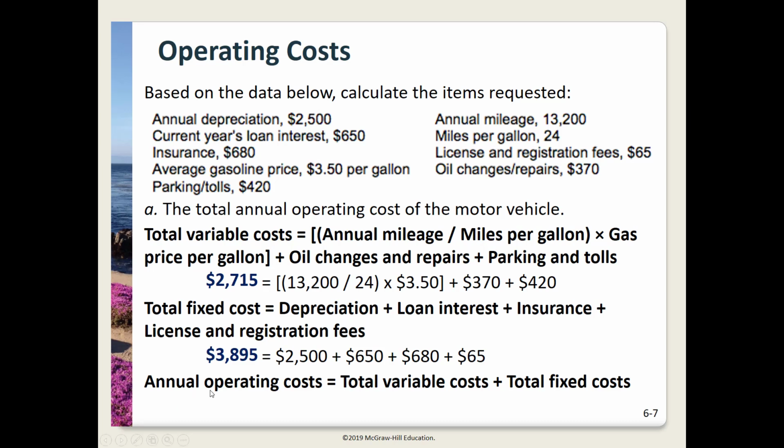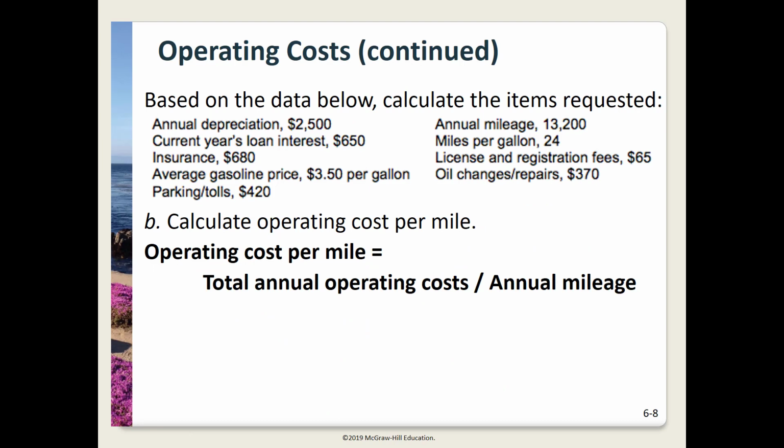$3,895. For our annual operating costs, we'll add up our variable costs that we found and our fixed costs. And so we'll get our total annual operating costs as $6,610. In Part B, we now want to calculate the operating cost per mile. So we're going to take the total annual operating cost you found in Part A and divide it by the annual mileage given to us in the data. Taking the 6,610 divided by the 13,200 miles, we get an operating cost per mile of 50 cents.